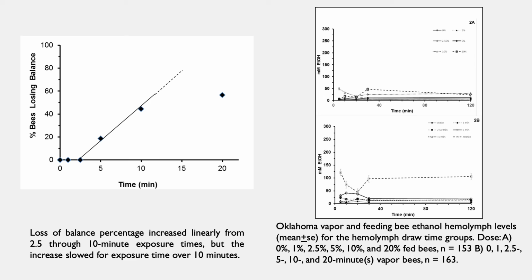Now on the right side, you can see a graph of the Oklahoma vapor and feeding bees with the feeding bees in the 2A, while the vapor bees in the 2B. And so as you can see here, the vapor bees have significantly higher ethanol hemolymph levels, especially when you see the higher levels of ethanol exposure or dosage.